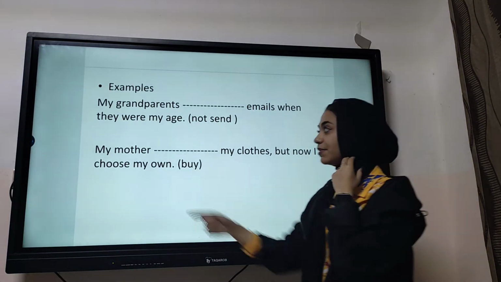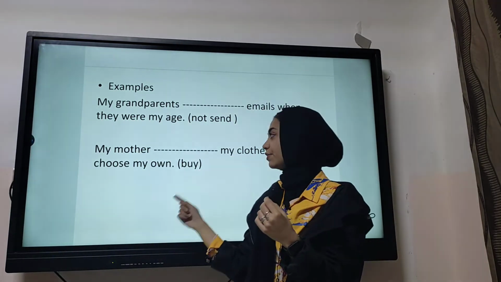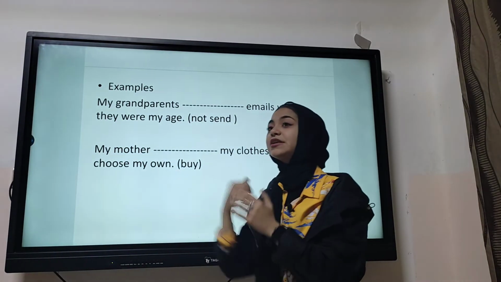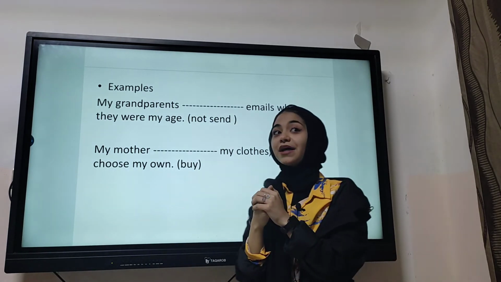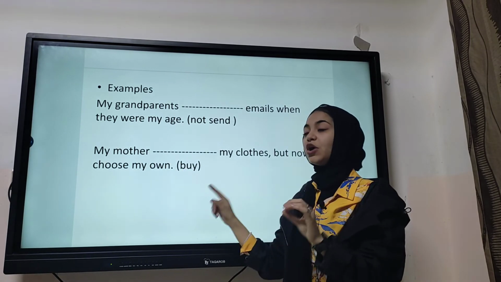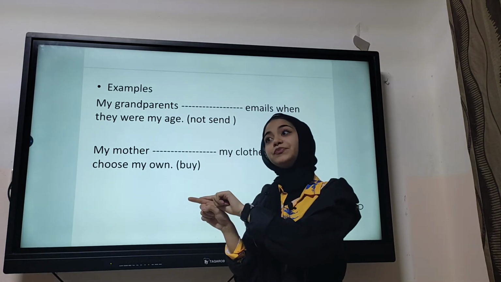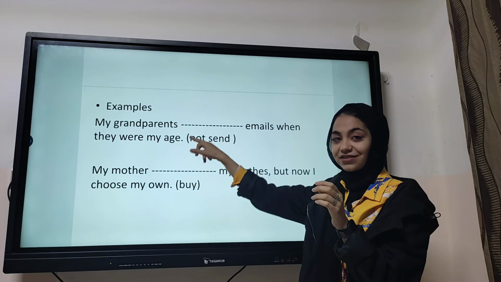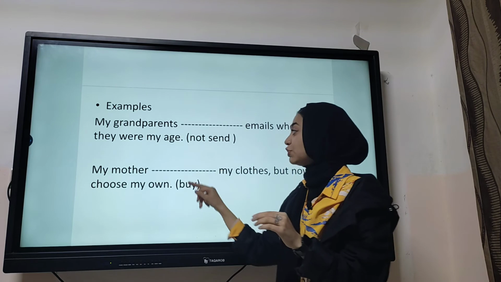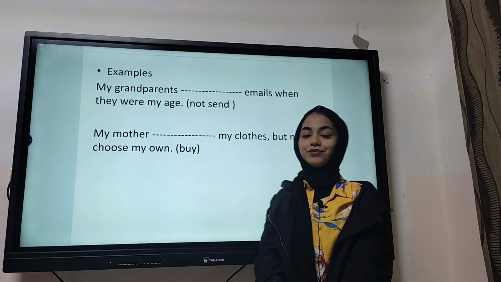The second example: my mother (buy) my clothes, but now I choose my own. Between parentheses, we have the verb buy. So here, my mother, who's going to tell me? My mother what? Bravo. So my mother used to buy. Why here used to, not didn't use to? Because we don't have not, we just have the verb buy. So my mother used to buy my clothes, but now I choose my own.